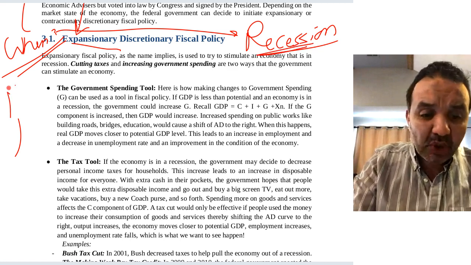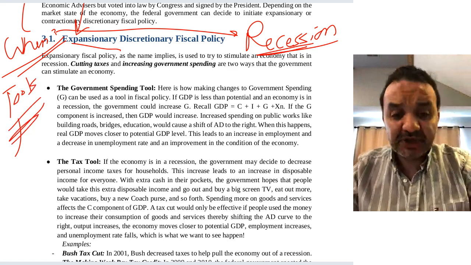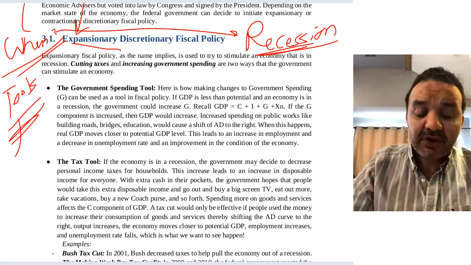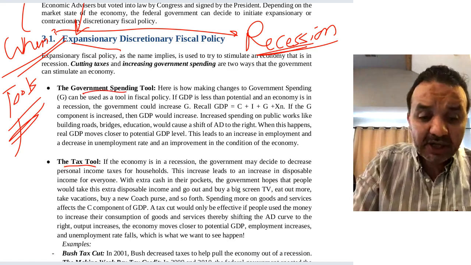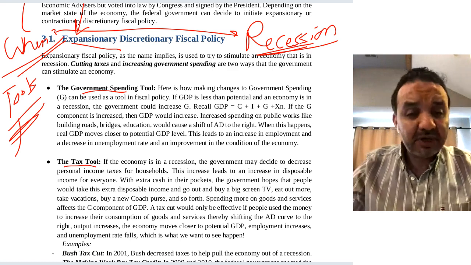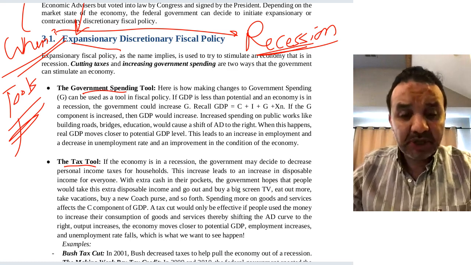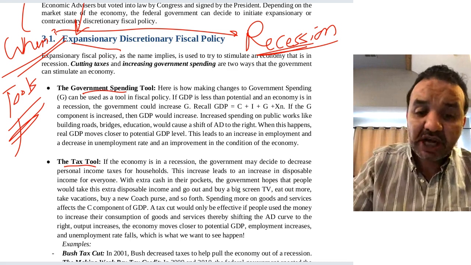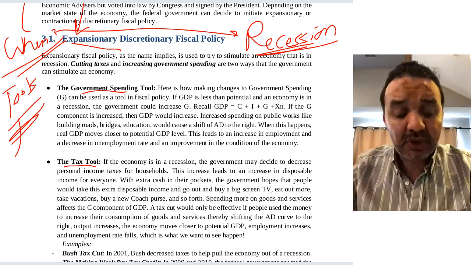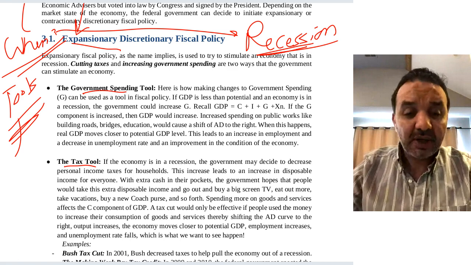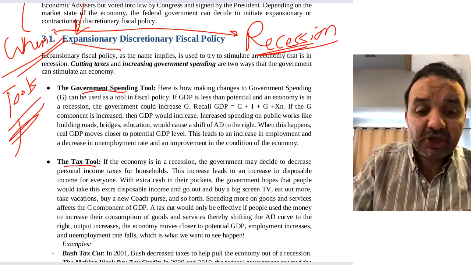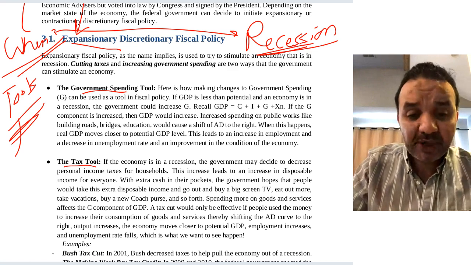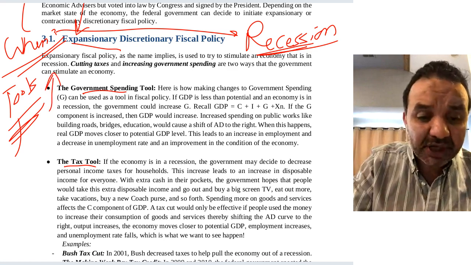And what are the tools of the expansionary fiscal policy? We already explained that the tools of fiscal policy are government spending and taxes, right? But you have to know the direction of these two tools. Should the government increase government spending or reduce government spending in a recession? I can hear the answer now. Yes, in a recession, one of the tools of expansionary fiscal policy is increasing government spending.